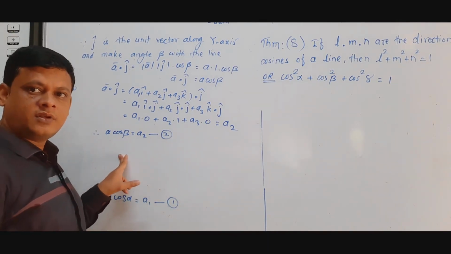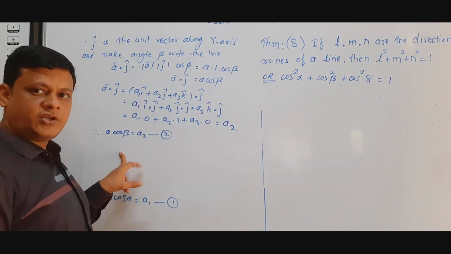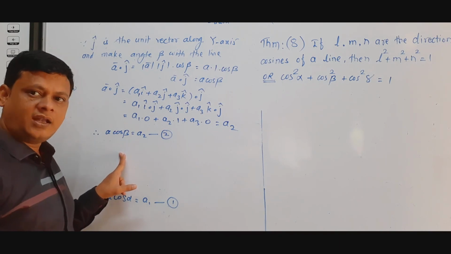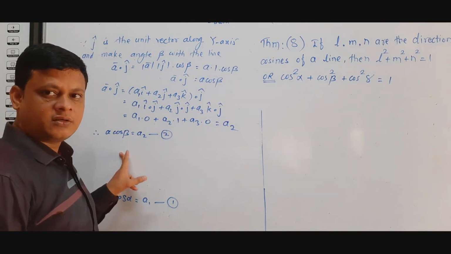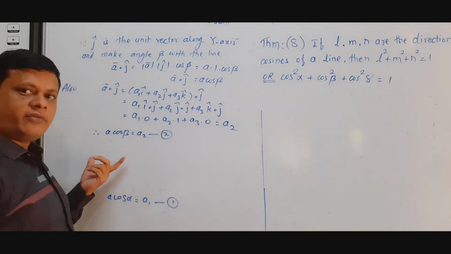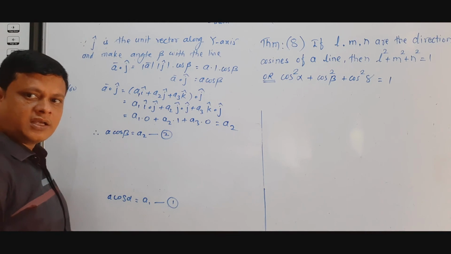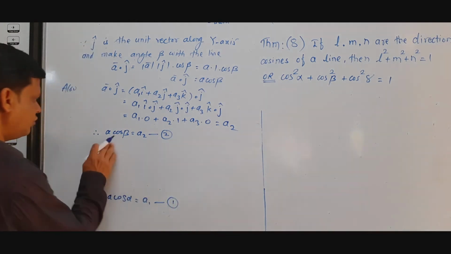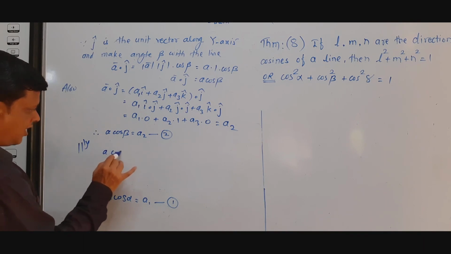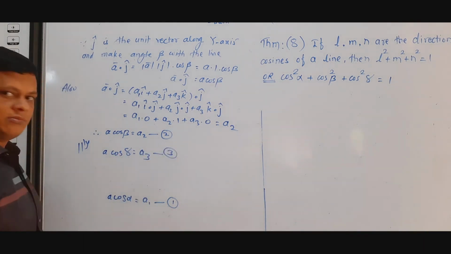Similarly, we consider K cap. K cap is the unit vector along z-axis. The z-axis makes angle gamma with the given line. So that unit vector K cap also makes angle gamma with the line. So we write here similarly A cos gamma is equal to A3. Denote this as equation number 3.